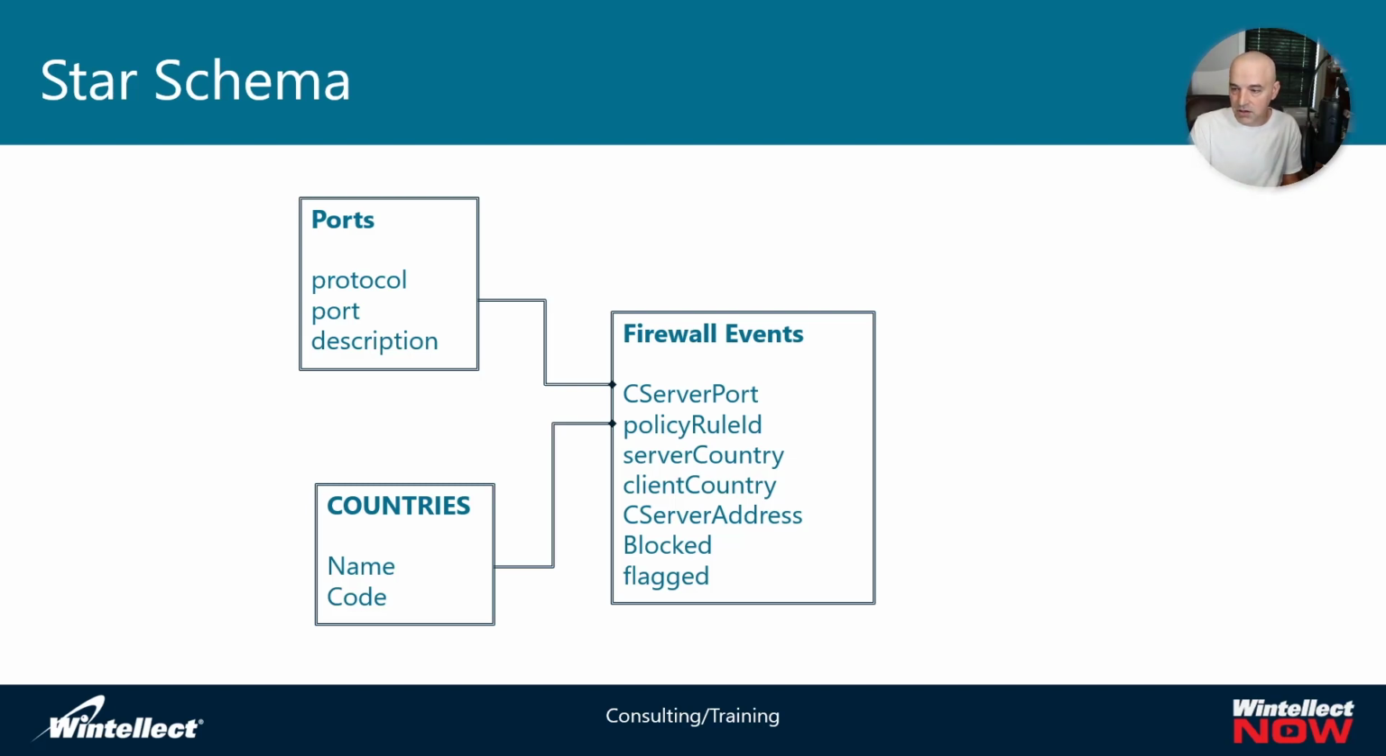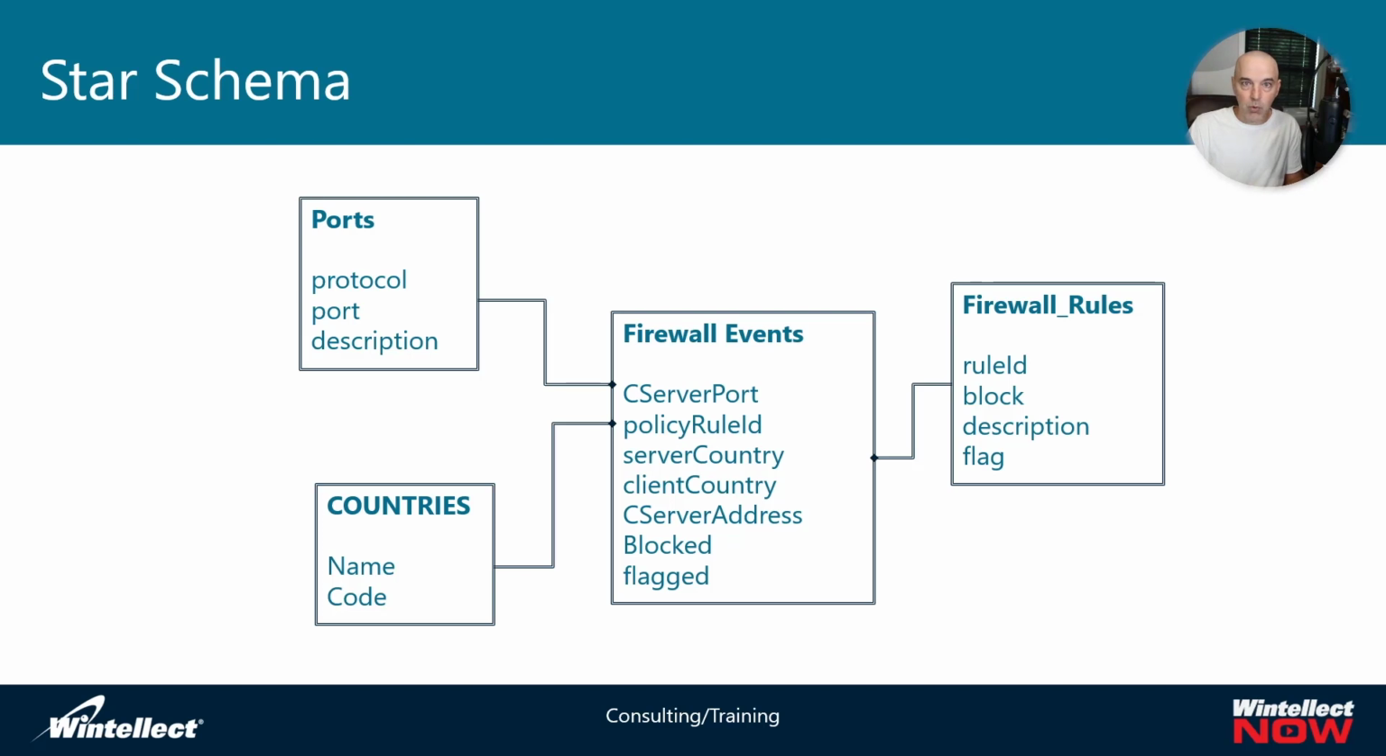this particular demonstration. And then I'm also representing the firewall rules, and that's being what's keyed off of this policy rule ID right here. And that's basically giving me the rule description and whether or not that rule is supposed to be blocked and supposed to be flagged. And then this tells me whether or not that particular event was blocked or flagged. And this is just describing you're supposed to block it or flag it. And if it didn't get blocked or flagged, then something's going on with the firewall. But this firewall rules table is another dimension that gives me information about the actual rule that happened for a given firewall event.